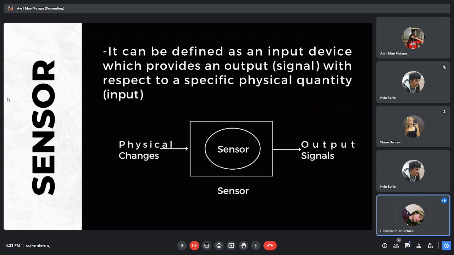So, the input again is the temperature, the device is the RTD, and the output is the resistance. But that resistance will be converted into voltage to monitor the change in temperature. Next slide.